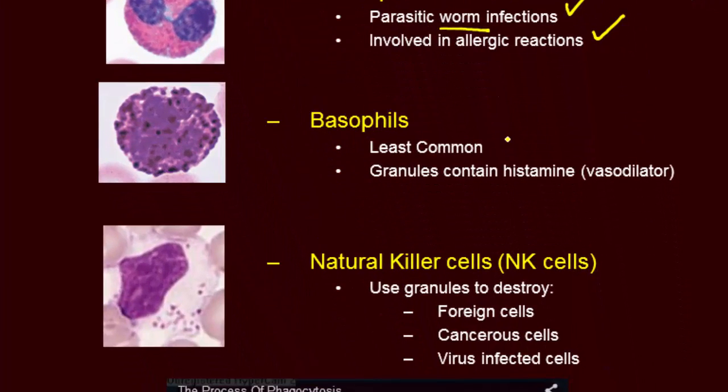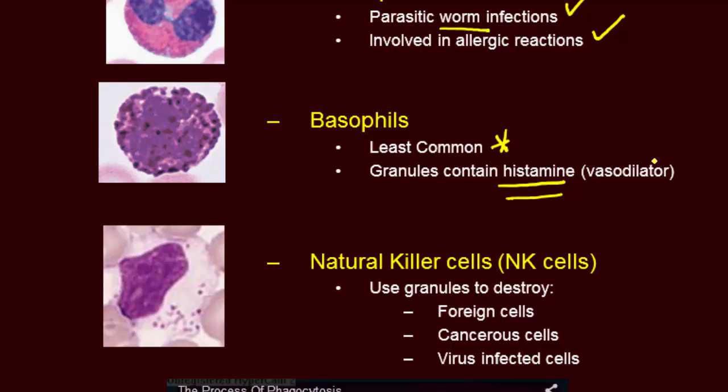Basophils. So basophils are our least common of the white blood cells. Okay, so only less than 1%, about half of a percent or so of all of your white blood cells are going to be basophils. But they've got a very important job to do. Their cytoplasmic granules contain a chemical called histamine. Okay, and histamine is a vasodilator, so it causes blood vessels to dilate. And what that does is, if a vessel dilates, it increases blood flow to an area. Okay, and that also increases inflammation in an area, and that's good because inflammation is a very important key to the immune response.